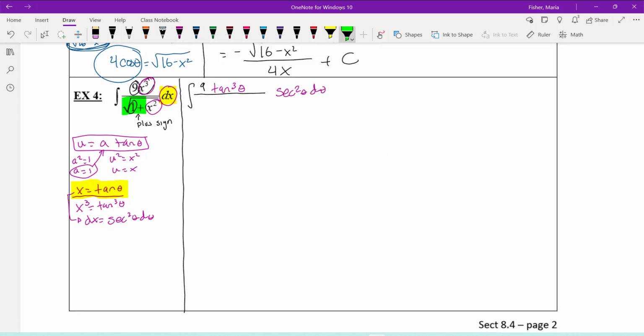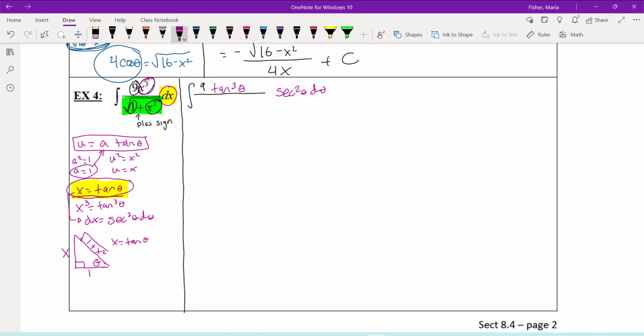The last thing I need to do is get rid of the radical. How do I do that? I make the triangle. So if x is equal to the tangent of theta, here's my triangle. We know that tangent is opposite, so that's x over here, over adjacent. There's no denominator, but I know it's a 1. And that the missing side, this hypotenuse, becomes my square root of 1 plus x squared.